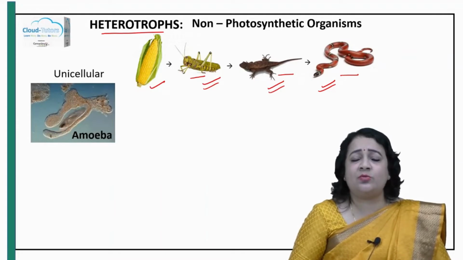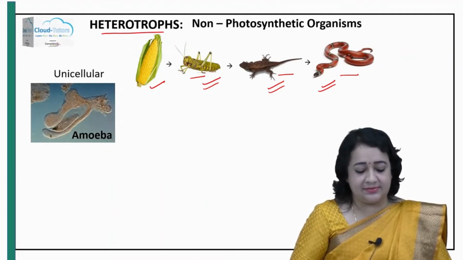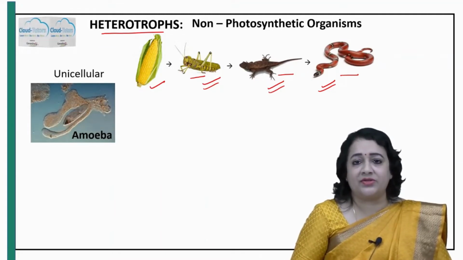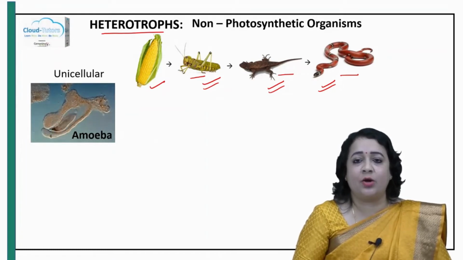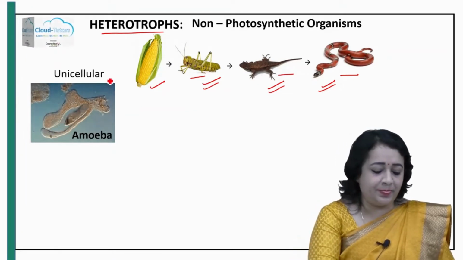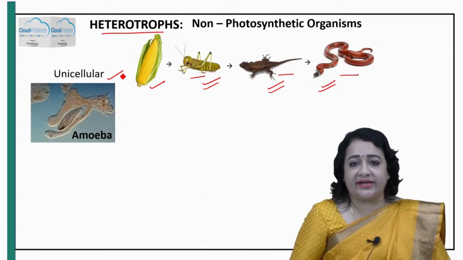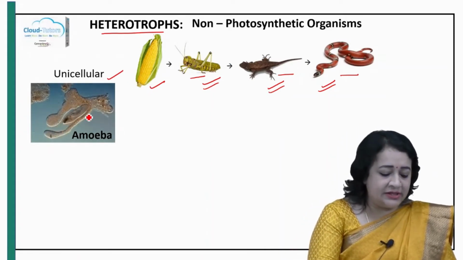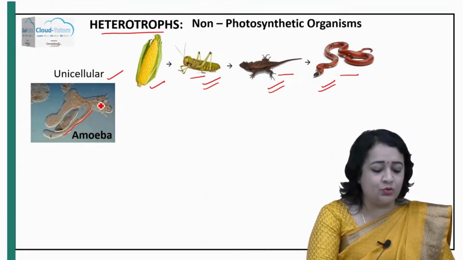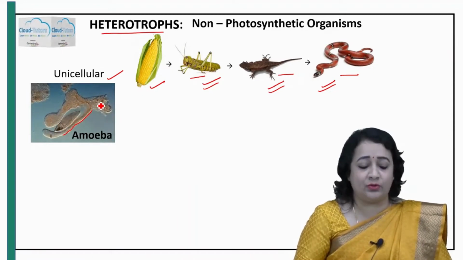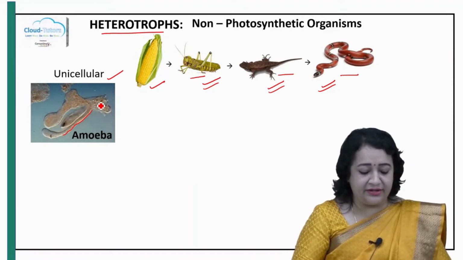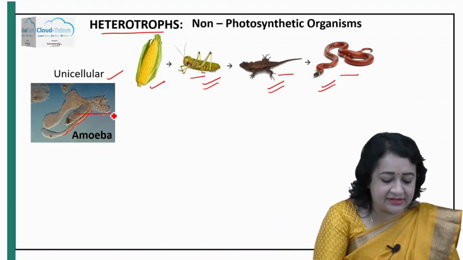So let us see what happens in unicellular organisms. Let us consider amoeba. So how does it get its food? In case of unicellular organisms like amoeba, you can see here that the false foot or the pseudopodia is engulfing the food. So the food engulfed here in this picture is the paramecium.